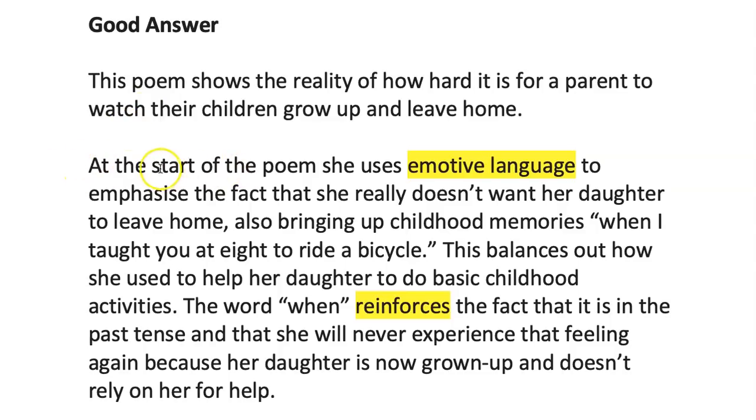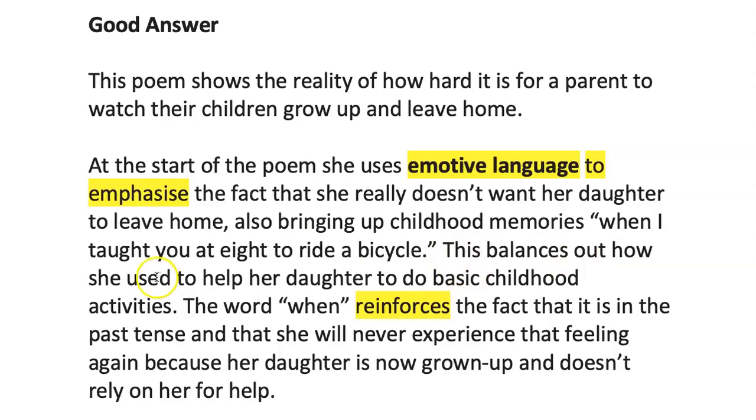She now starts with the beginning of the poem because she knows this is the chronological way she's going to go through it, some from the beginning, some from the middle, some from the end. "At the start of the poem, she uses emotive language to emphasize the fact that she really doesn't want her daughter to leave home, also bringing up childhood memories when I taught you at 8 to ride a bicycle." So emotive language is subject terminology, which will be relevant to any poetry essay you ever write, and the method is using the emotive language to emphasize something. So straight away, started with a method, going to start building marks.